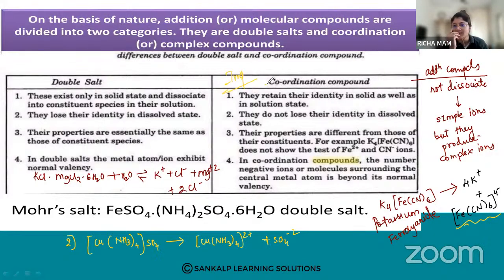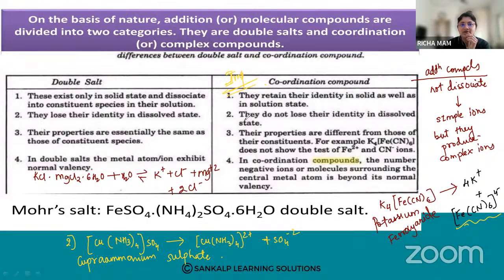Coordination compounds are addition compounds. When we add them in water, they will not dissociate into simple ions, but they produce complex ions. Please remember the examples also. It can be a one mark question, very important. What is the name of this particular complex? It is cuprammonium sulfate. Naming the compounds, we are going to discuss.